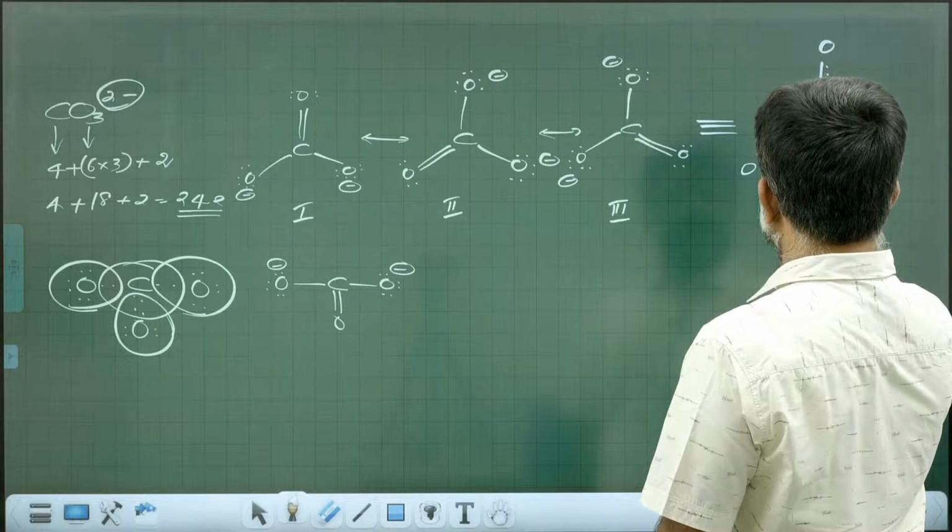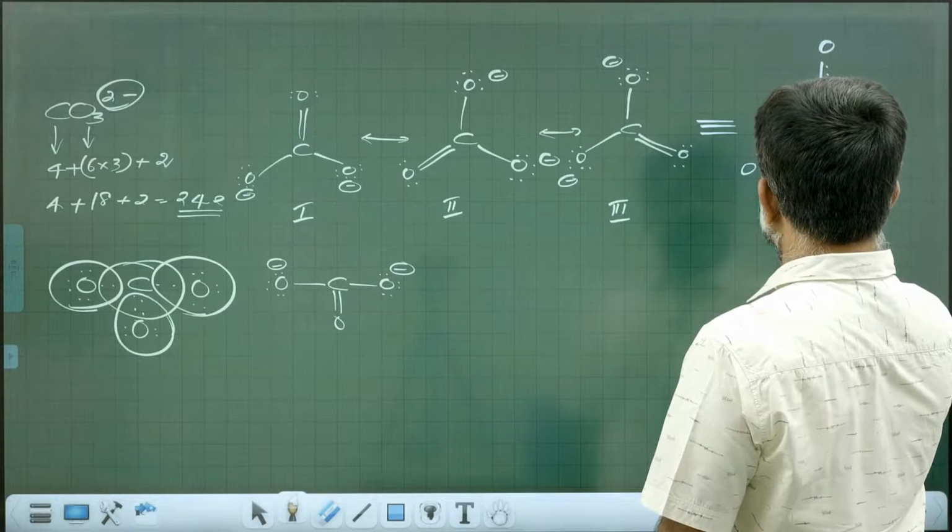Or you can think of the difference between valence electrons of the free atom and the number of electrons assigned in the structure. You see, valence electrons of carbon is 4. How many electrons are assigned in the Lewis structure? 1, 2, 3, 4. 4 electrons are assigned to carbon. So it is 4 minus 4, which is 0.